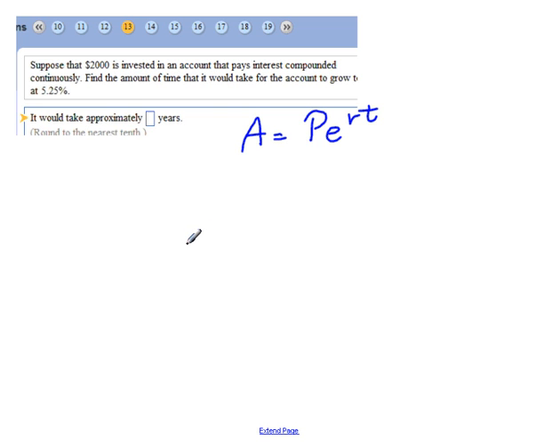$2,000. Oh, you know what? I took out my problem here, so let me just make up a number. Let's say we want it to grow to, I don't know, $6,000. Okay, so we're going to say $6,000 equals 2,000 e to the, our rate is 0.0525. We don't know our time.